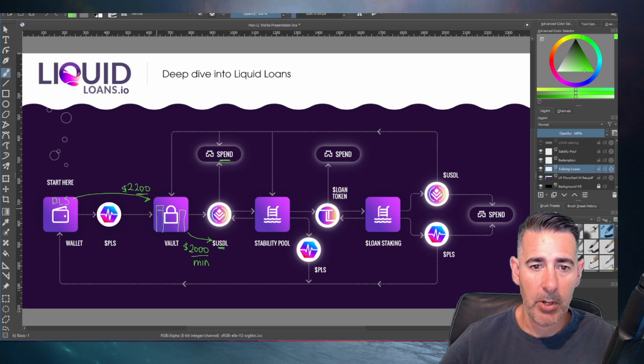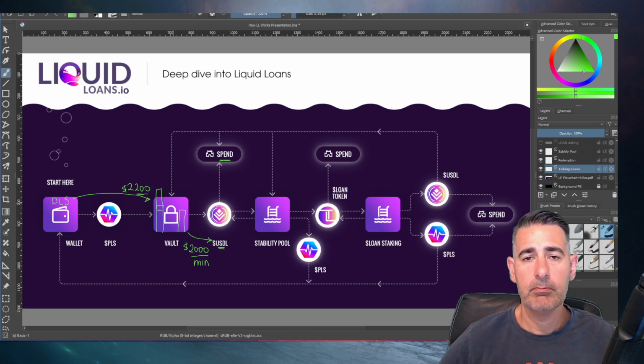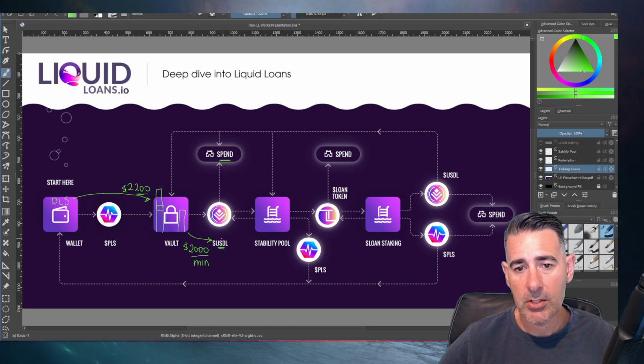Let's just say the Pulse has gone up in value, so it's sitting in here and it's gone up a reasonable amount over time, and you could go, I've used this USDL somewhere else, I've spent it, bought Hex, done whatever I wanted to do with it, so I no longer have it. I don't want to pay back the loan. Well then, how can we clear the debt?